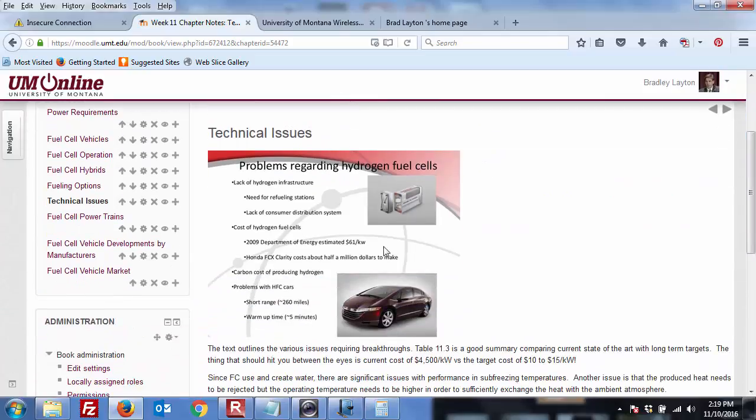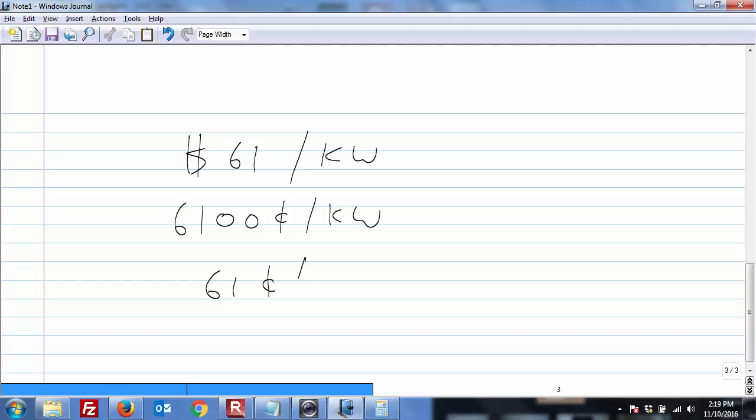Here's some of the problems. We don't have the infrastructure yet. Distribution. Hydrogen fuel cell, $61 a kilowatt. Let's just do that really quick. $61 per kilowatt. So that's 6100 cents per kilowatt, which is 61 cents per watt.